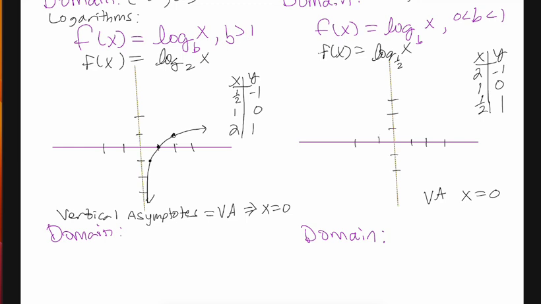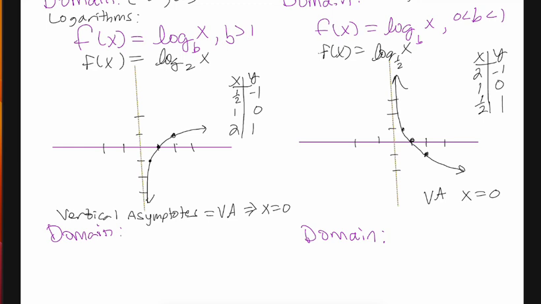So if we go ahead and plot those, so we got 2, negative 1. 1 is at 0. 1/2 is at 1. It is still decreasing from left to right, but it skims across our vertical asymptote differently. The left side goes down and then up. The right side goes up, then down. Okay, because one is related to a growth and one is related to a decay.